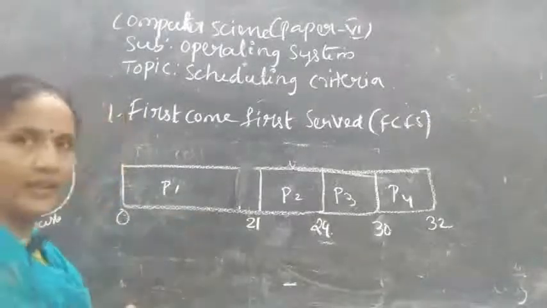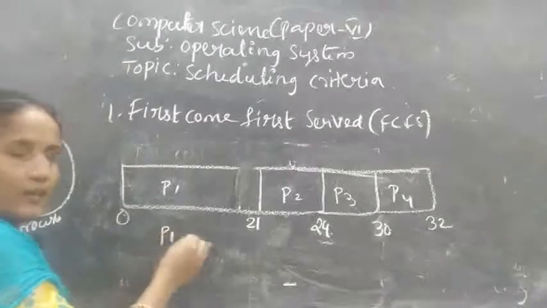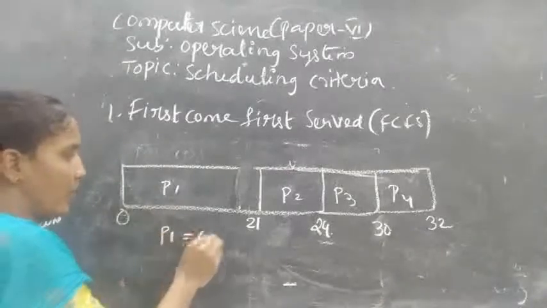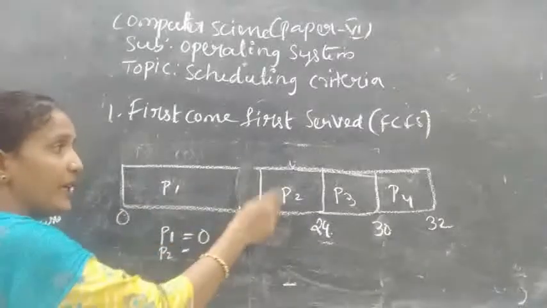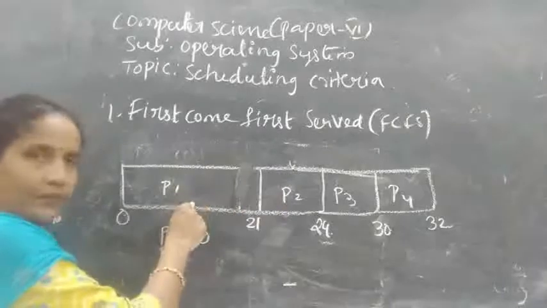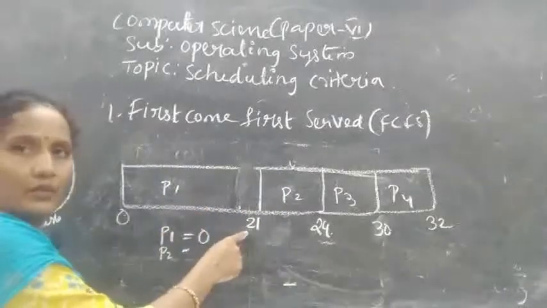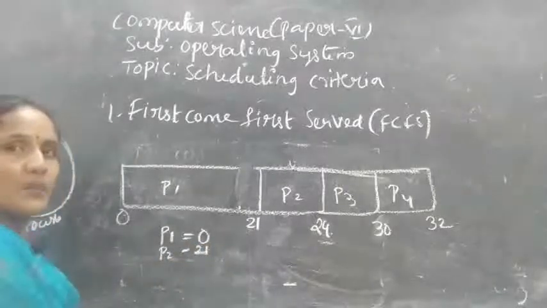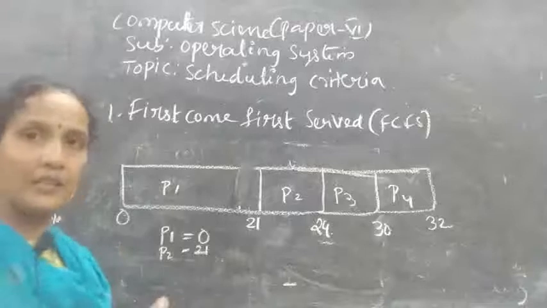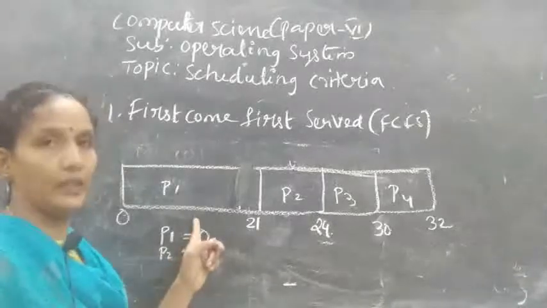First we will calculate the waiting time of P1. P1's waiting time is 0. Next, P2's waiting time: P2 is waiting until the complete execution of P1. So P2's waiting time is 21, because P2 waited till the completion of the execution of P1.